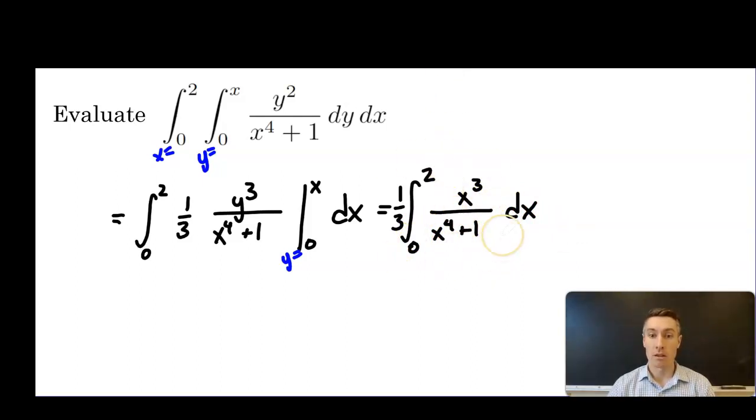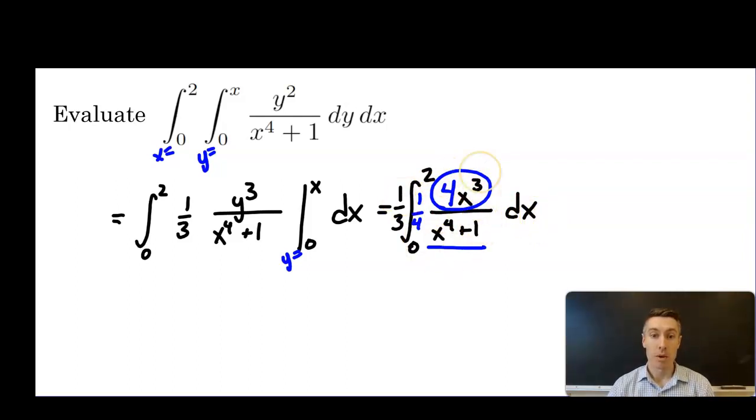Now we need to integrate x cubed over x to the fourth plus 1. So underline x to the fourth plus 1, that's our u in a formal u substitution. The derivative would be 4x cubed, so a 4. And then we need a 1/4 to adjust. Circle the 4x cubed, that would be our du in a formal u substitution.